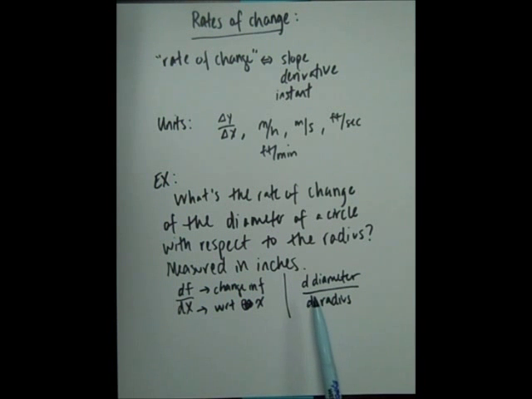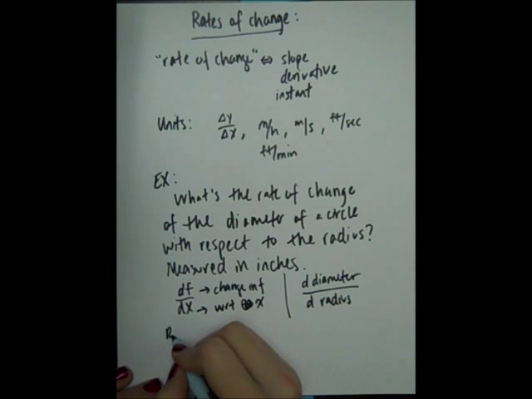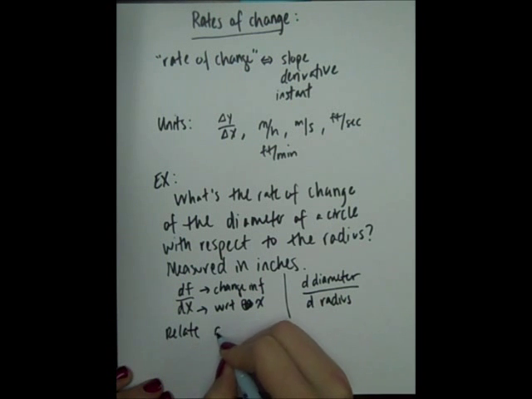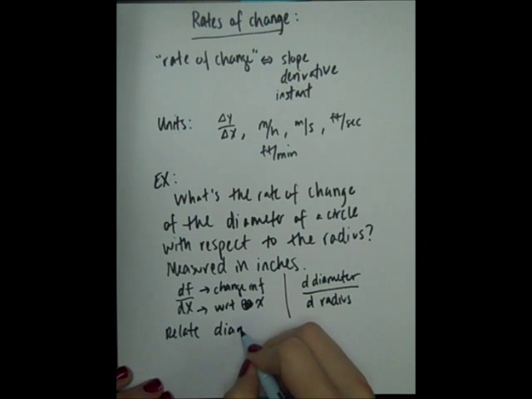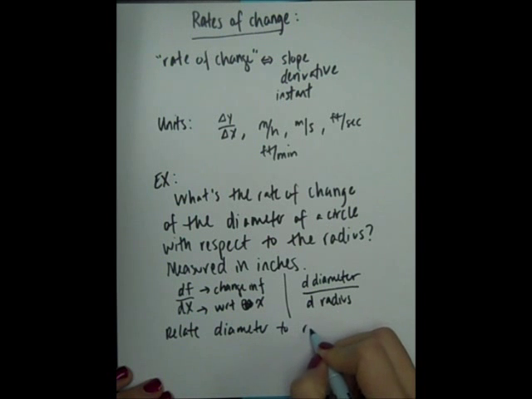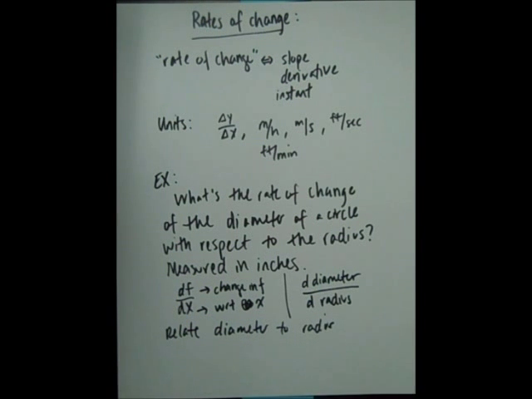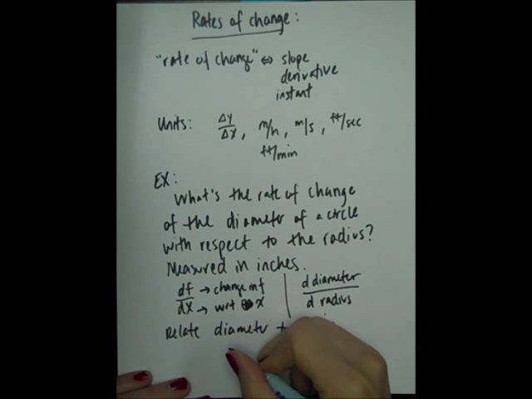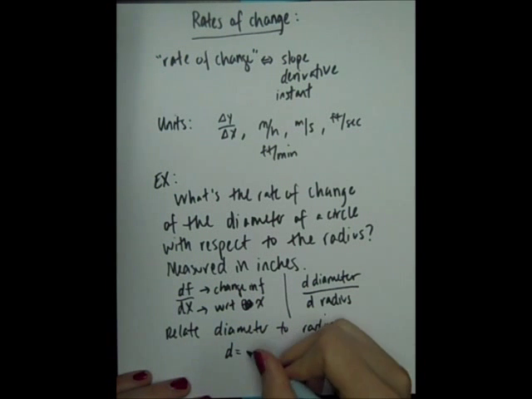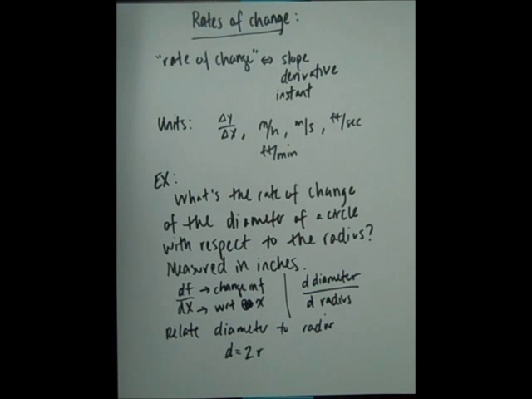Our problem is asking for the change in the diameter with respect to the radius, which means we need to find an equation where it's in terms of the radius and it's equal to the diameter. So let's relate the diameter to radius. What do we know about the relation between the two? The diameter is 2 times the radius.